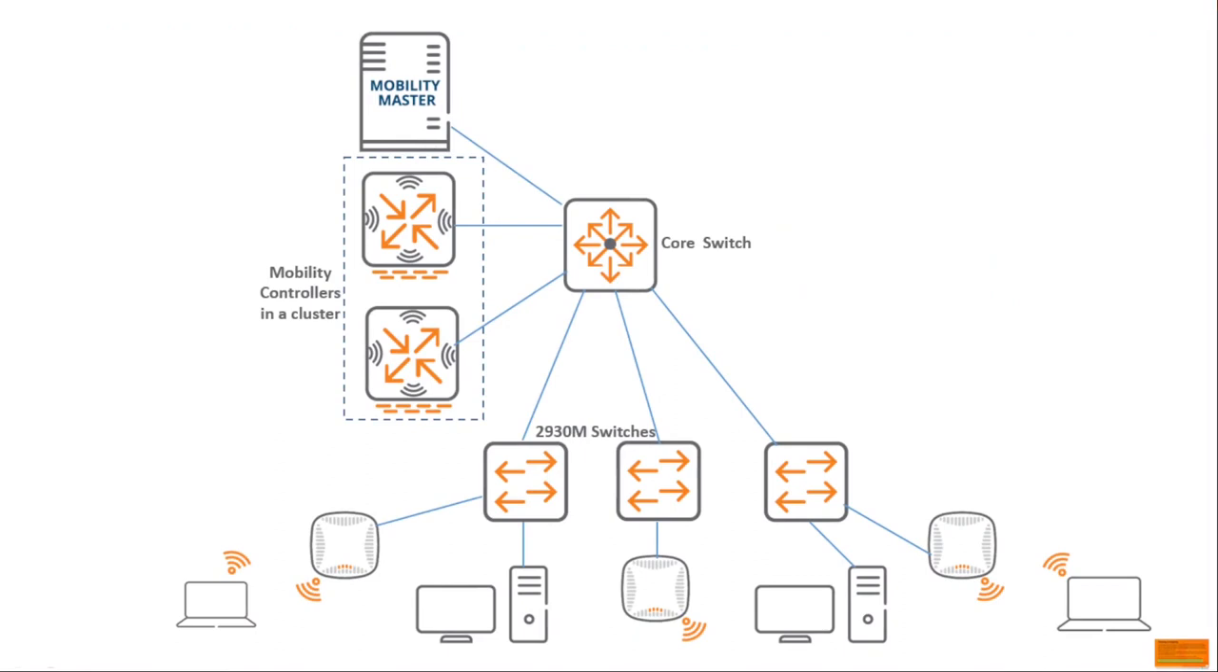Here the mobility controllers are clustered using mobility master. Wired APs are connected to the 2930M access switches so that we can assume wired traffic flows through the typical layer 2 path through access switches and then reach the core layer where the default gateways are defined to exit the local network. Let's go through the answers.